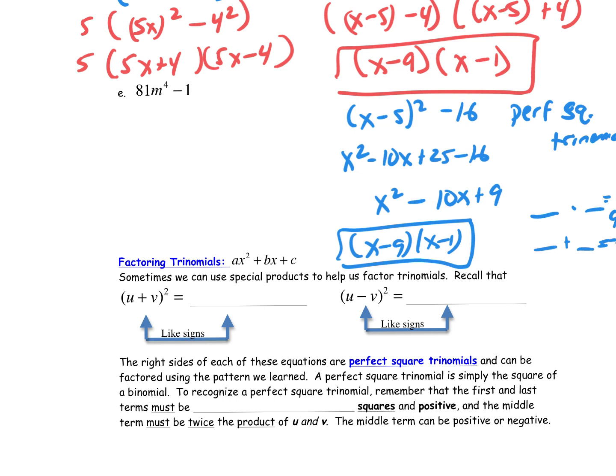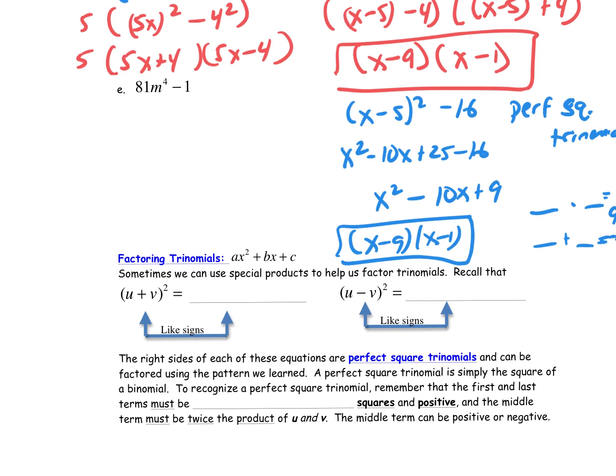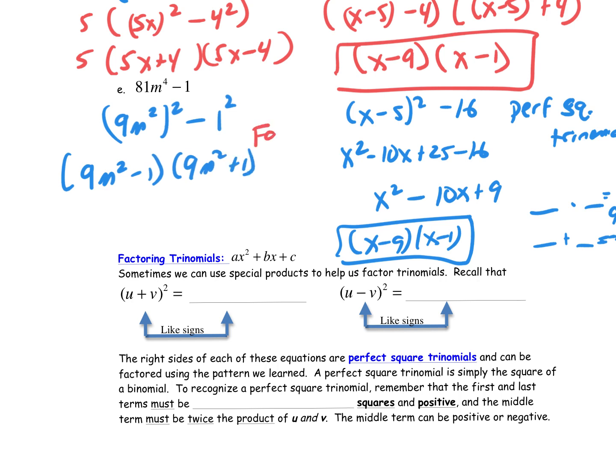We're going to go on to example E. So here we actually do have a perfect square. So 81m to the fourth is 9m squared squared. And 1 can be thought of as 1 squared. So now using the difference of squares pattern, we can factor this as 9m squared minus 1 times 9m squared plus 1. But we have to remember to always factor completely, which means we're going to look at each of our factors and see if it can be factored further.